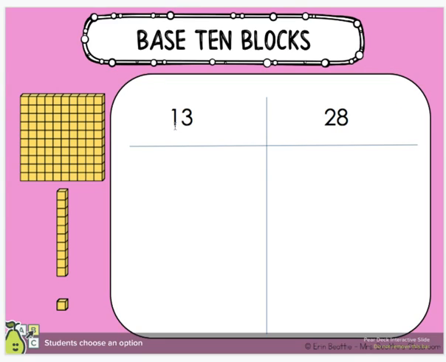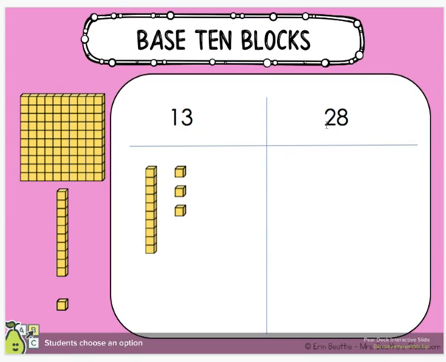And when I look at the number 13, I have my tens place and my ones place. My tens place has a number 1, so I'm going to put 1 ten block there. In my ones place, I have the number 3, so I'm going to put 3 blocks to represent that number 3. So here I have 13.